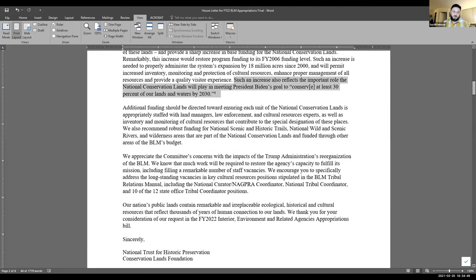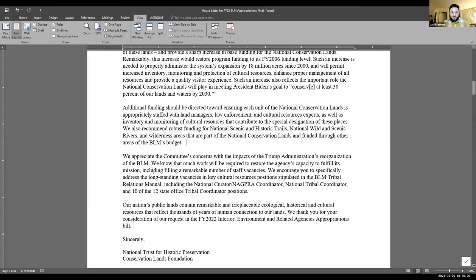And then I threw in another paragraph that goes into more detail about how the money ideally should be spent. It needs to be spent to staff the agency with more land managers so that there are people on the ground actually managing the land, law enforcement for doing the work that law enforcement does on our public lands, and cultural resource experts to manage the cultural resource issues on those landscapes.